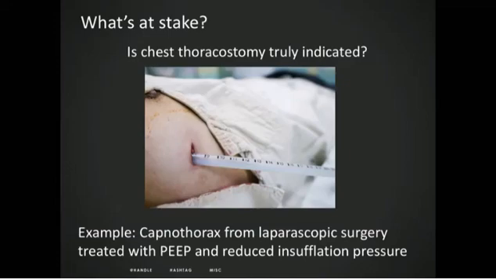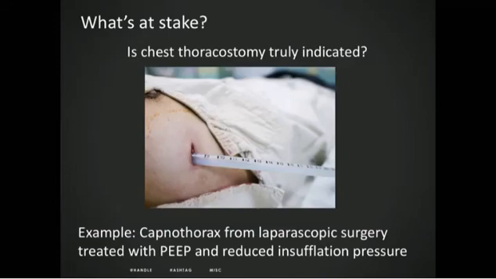An example of this, and something I wanted to bring up during this talk, is the idea of capnothorax. A capnothorax during laparoscopic surgery may appear identical to a pneumothorax. It's ultimately air or CO2 that's come up through a defect in the diaphragm and surrounds the lung. It would be indistinguishable based on ultrasound or chest x-ray from a pneumothorax.